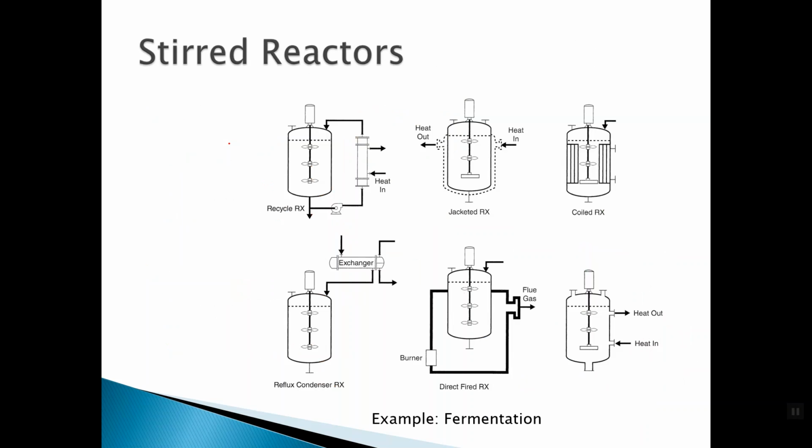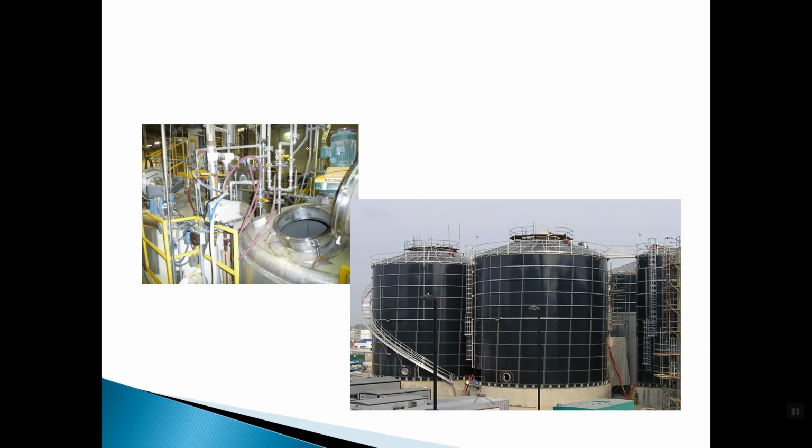Stirred reactors, this is the reactor we're going to look at in the lab. Just think of it as a tank with an agitator. The agitator is this part right here that spins around and keeps everything nice and mixed up. All these are shown as different ways that we can add and take away heat, which we'll see what those look like in the actual hands-on labs.